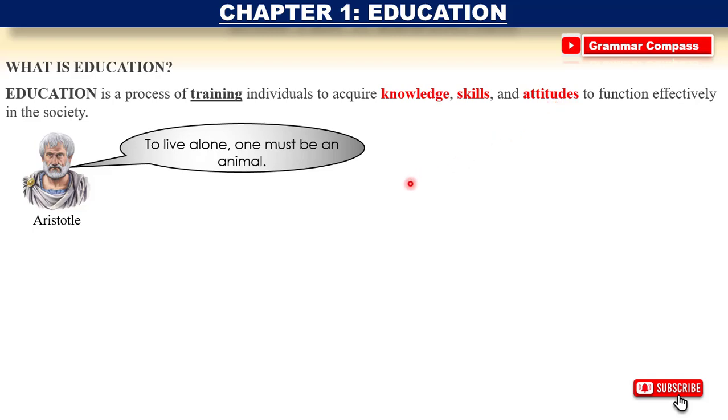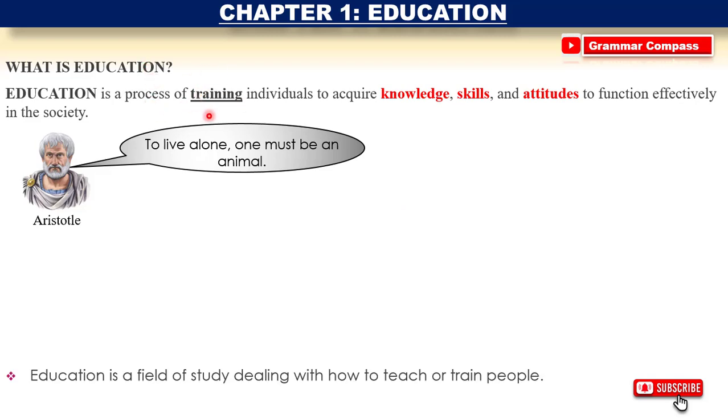For example, if someone lived totally alone, like an animal, they wouldn't need education because there would be no society to interact with. In short, this quote emphasizes that education is necessary because we are social beings who must learn how to live and contribute meaningfully in a society. But the process of training these individuals to acquire these is what is referred to as education. We can therefore conclude that education is a field of study dealing with how to teach or train people.